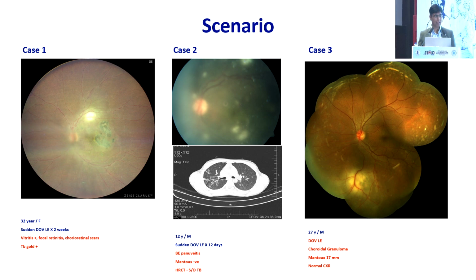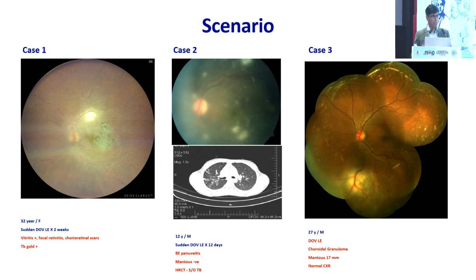I'll start with these 3 case scenarios. Case 1, you see multifocal healed scars, and you have an active retinitis patch with some vasculitis. Now this patient has a positive TB gold. The second patient, you can see multifocal lesions in the retina, again retinitis, retinochoroiditis you can say, with dense vitritis, a pan-uveitis-like case, and on CT chest, you have what is known as buttery appearance, which is very suggestive of pulmonary TB. And the third case, you have this peripheral granuloma and a positive Mantoux test.